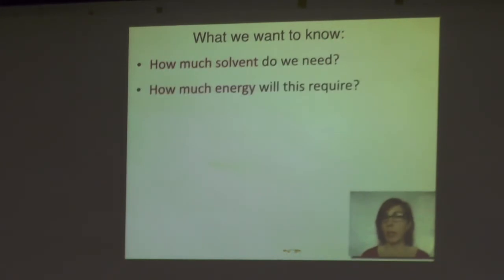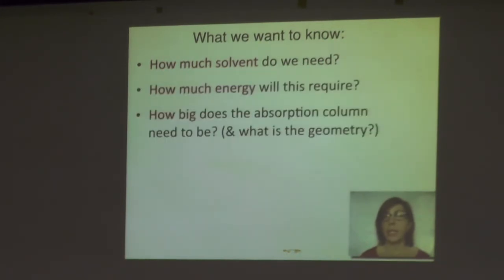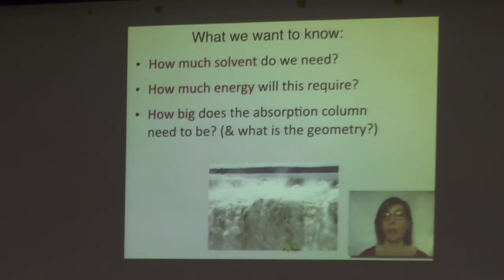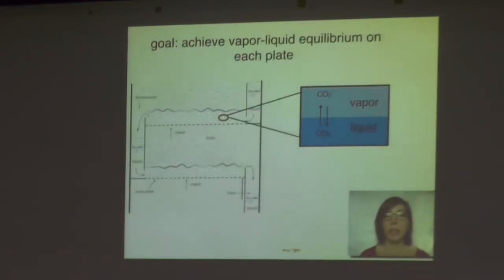What we want to know in these systems is how much solvent will we need, how much energy will this require, how big does the thing need to be to handle all the carbon dioxide coming from the plant. When you do the calculations, what you will find is that the amount of solvent required is enormous. So let's review what's happening on one plate in the absorption column. We have liquid and vapor, and what we want to do is get the carbon dioxide out of the flue gas and into the liquid solvent.